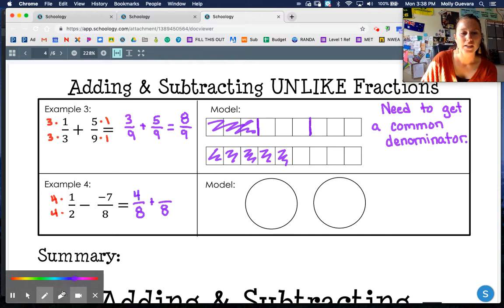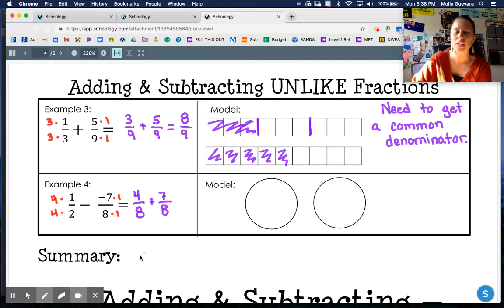Then here, again, if it helps to do the ones, that's fine. 8 times 1 gives me 8, so I need to multiply the top by 1 as well, which gives me 8 on the bottom and 7 on the top. The reason it's not a -7 is because I got rid of this double negative here, and I turned it to positive.